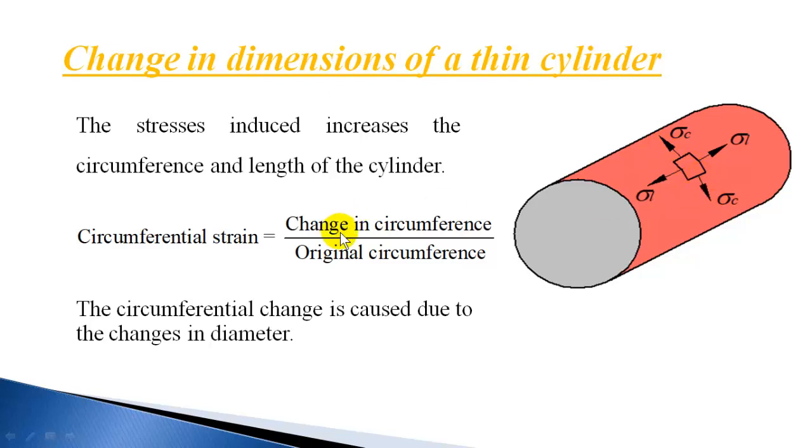Circumferential strain is change in circumference divided by original circumference. So what change in the circumference is taking place as a result of this stress, divided by original circumference, will give the circumferential strain. Circumferential change is caused due to the changes in diameter. So circumferential strain is caused by the changes in diameter of the cylinder. Now we will calculate the circumferential strain.